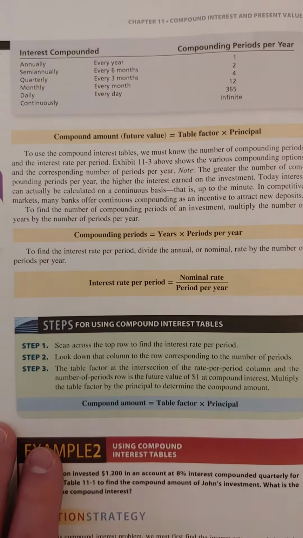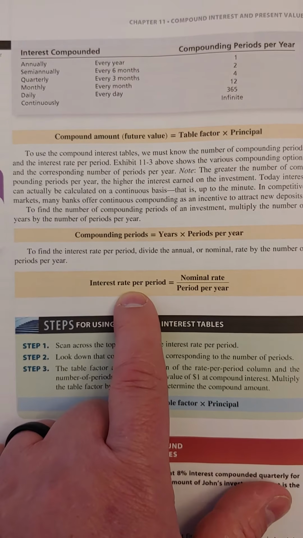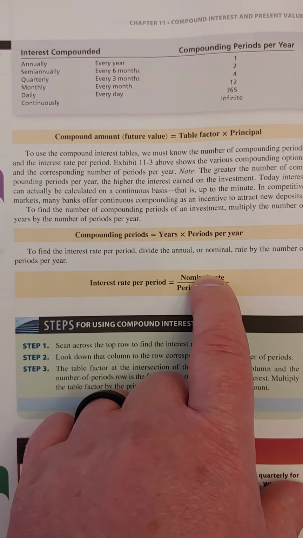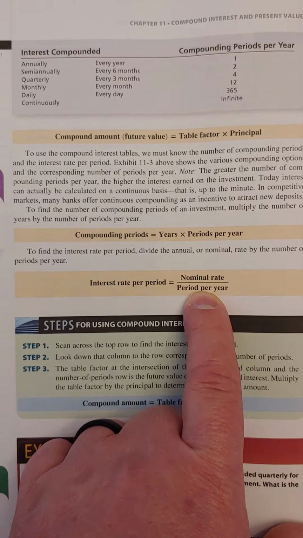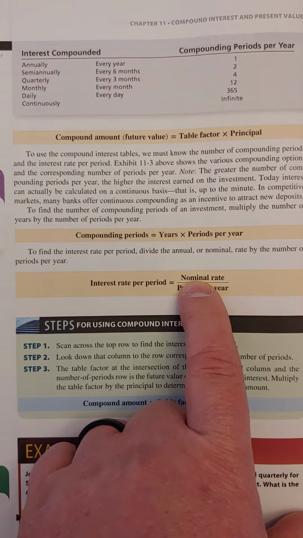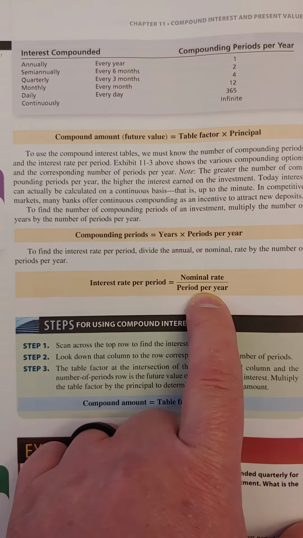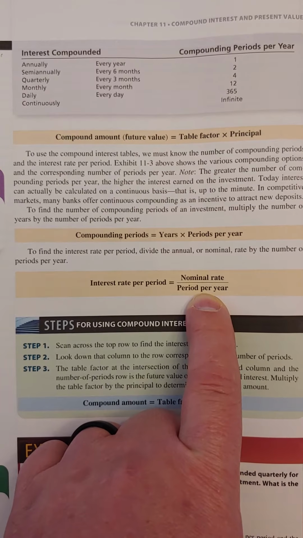So what we need to do when we use the tables is find out what our interest rate per period is. If it's twice a year, 10% divided by periods per year, 10 divided by 2, is going to be 5%. If it's 8% nominal rate and we're doing it quarterly, so there's 4 per year, 8 divided by 4 is 2%, and so on.